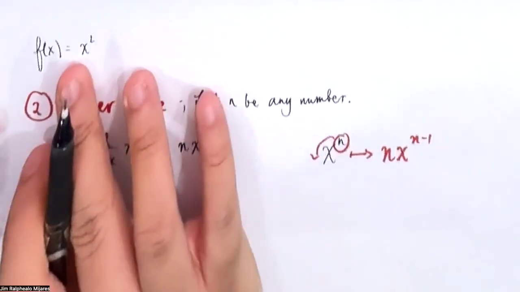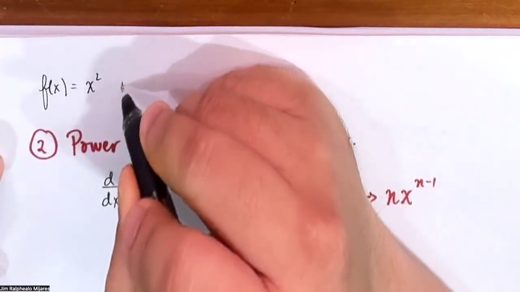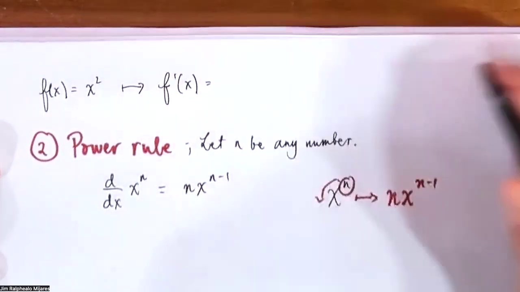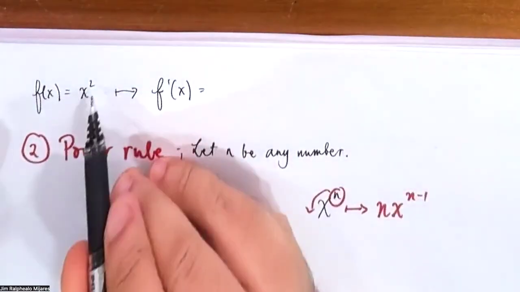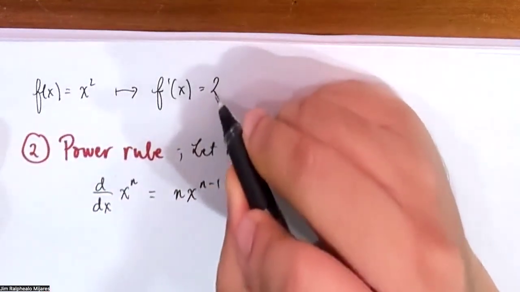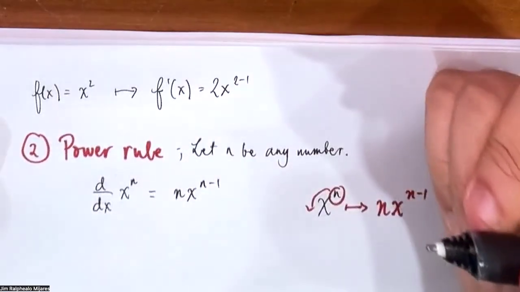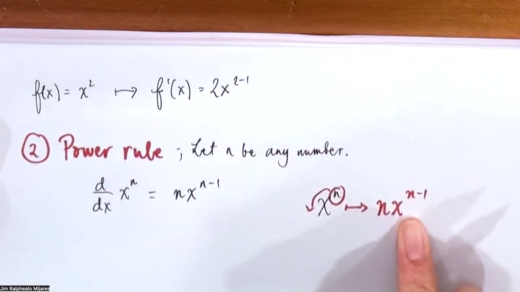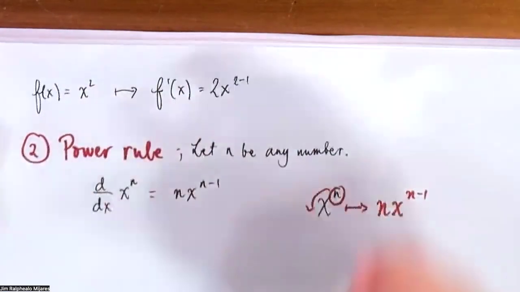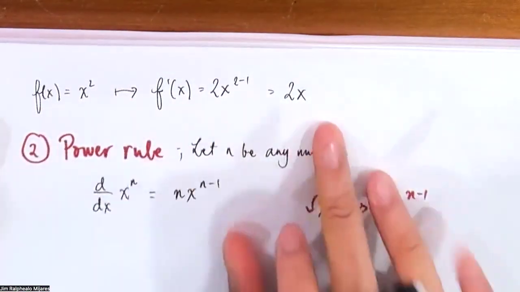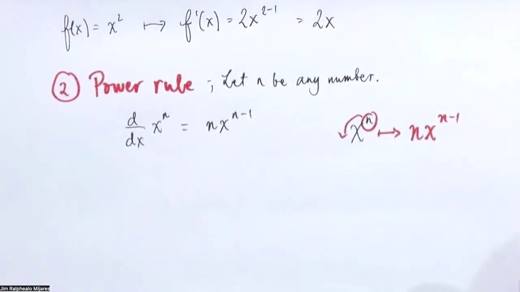So for example, this one right here, its derivative, f prime of x, will be, we put this to the front, 2x, then it's 2 minus 1. All right? In this particular case, n is equal to 2, or just 2x. So the derivative of x squared is 2x. Okay?